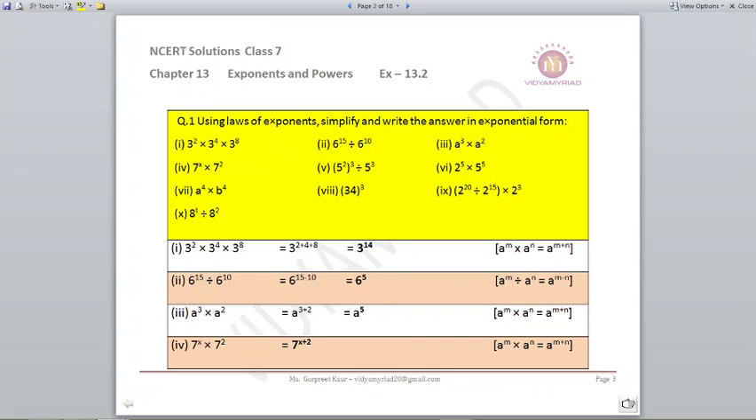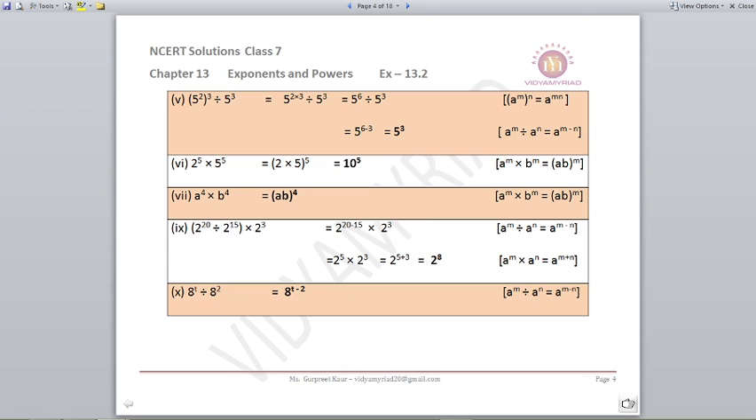Third case, a raised to power 3 multiply by a raised to power 2. So base is the same, add the powers. So a raised to power 3 plus 2 gives a raised to power 5. Next, 7 raised to power x multiply by 7 raised to power 2. Base is the same, add the powers. So 7 raised to power x plus 2.